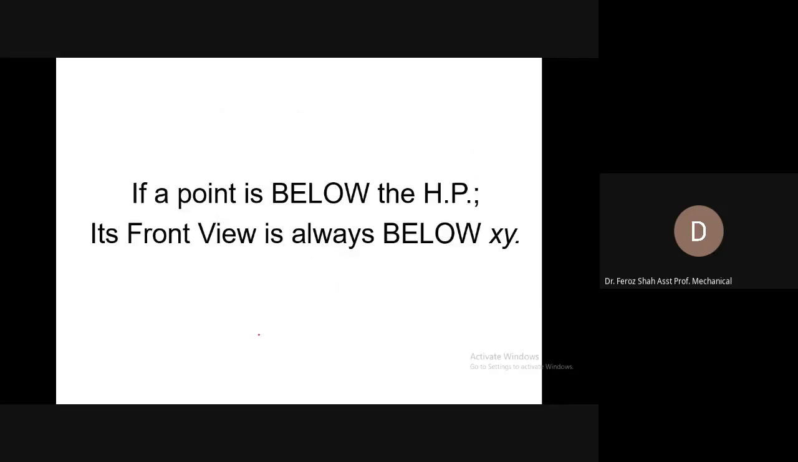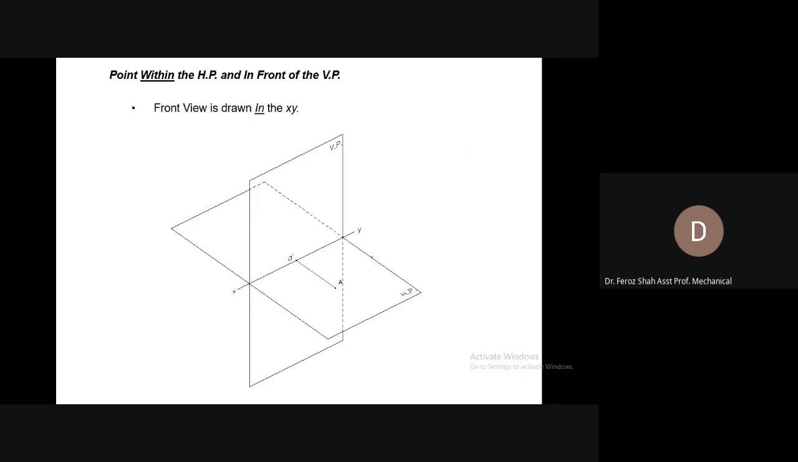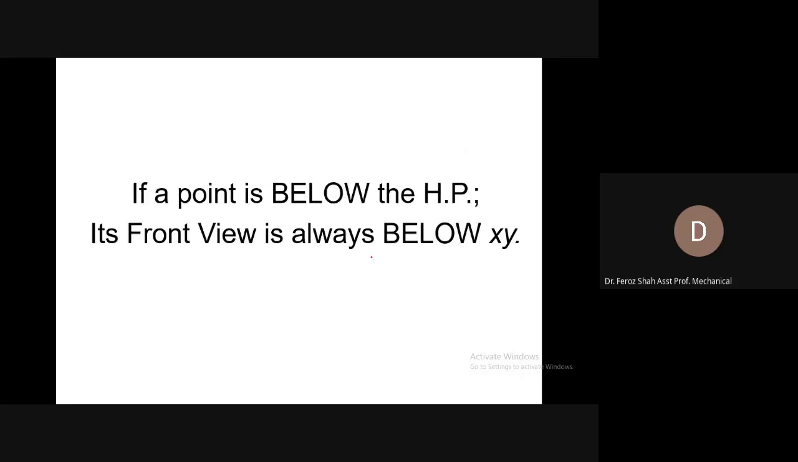So if a point is below the horizontal plane, its front view is always below the XY reference line. You have seen that the position of the front view is dependent on its position relative to the horizontal plane. If the point is above the horizontal plane, its front view also comes above the XY reference line. If the point is below the horizontal plane, its front view also comes below the XY reference line.